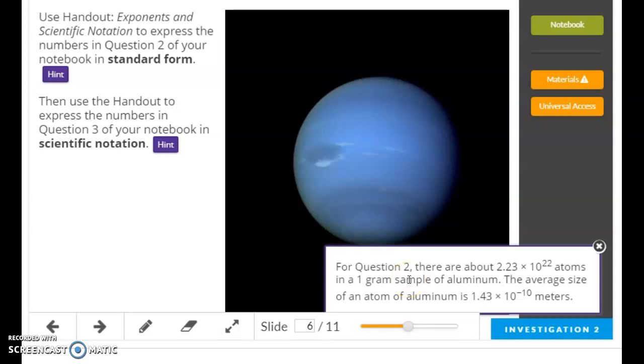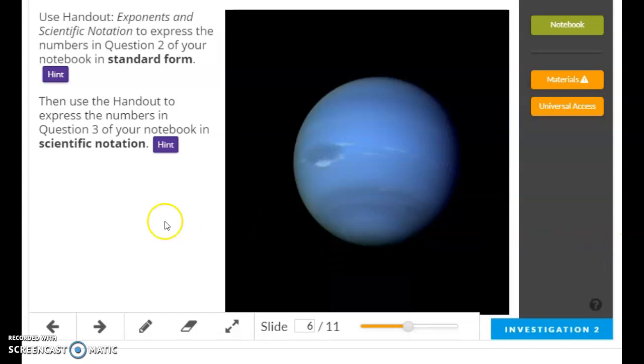Okay, so use your handout to help you write that number in standard form. And you're also going to write 1.43 times 10 to the negative 14 meters in standard form as well. Now remember, it's a negative exponent, so you're moving that decimal in the opposite direction. You're moving it to the left instead of the right. Okay. When you finish that, and if you need more time, go ahead and pause the video right now until you do finish that. But when you finish that, you'll be moving on to number 3.